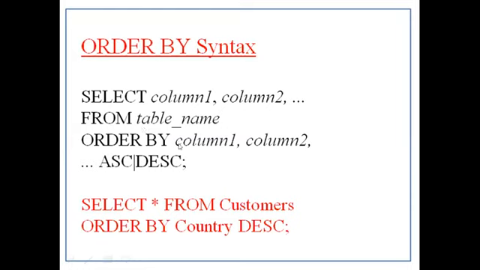Now the ORDER BY syntax is like this: SELECT column1, column2 FROM table_name ORDER BY column1, column2. In the end of the statement, you have to assign ascending or descending order. By default, the ORDER BY keyword is ascending order.